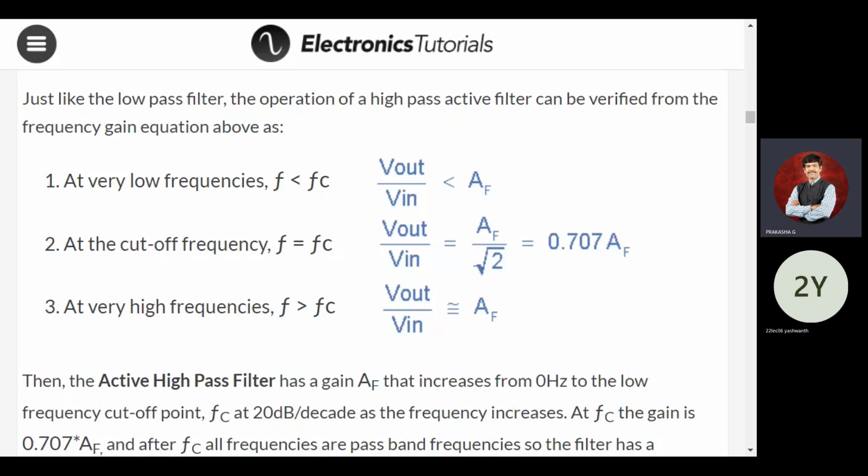See here, they are given 33 kilo ohm, 33 kilo ohm. Capacitance is given as 0.0047 microfarad. R1 is 27 kilo ohm. R is 20 kilo ohm. 15.8. RL is 10 kilo ohm.